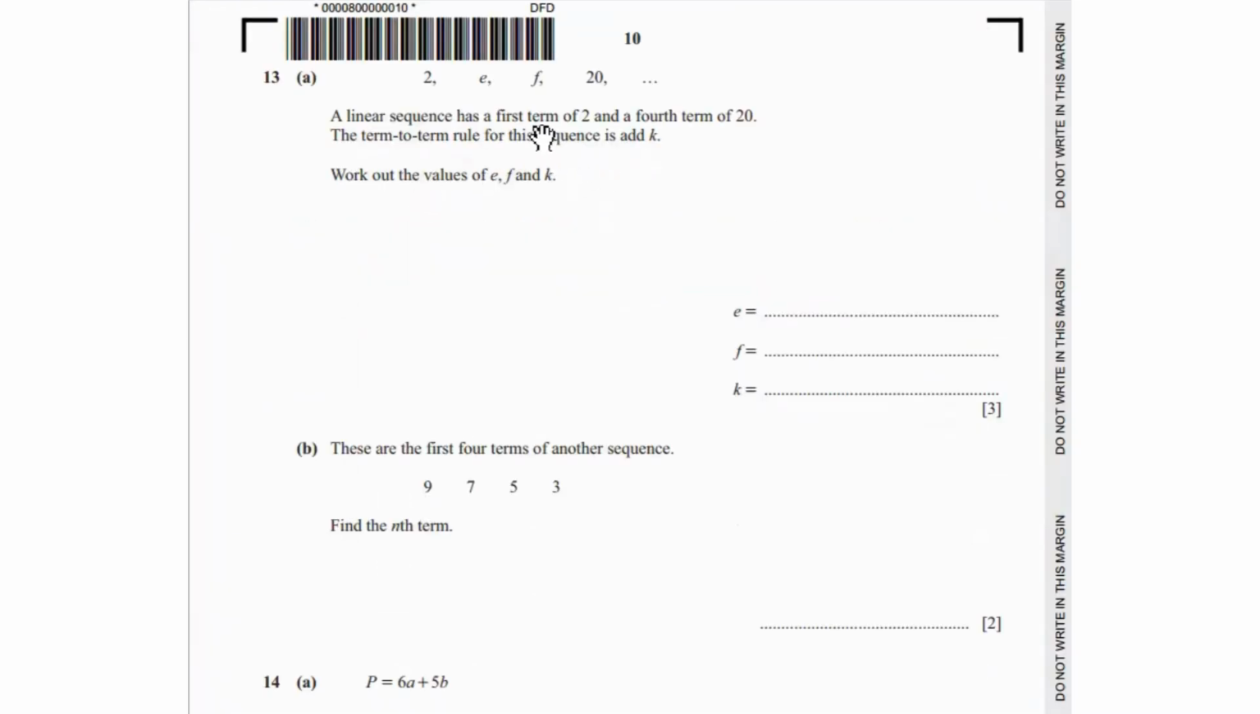A linear sequence has a first term of 2 and a fourth term of 20. The term-to-term rule for this sequence is add k. Work out the values of E, F, and K. If we're adding K, 2 plus K equals E, E plus K equals F, and F plus K equals 20.